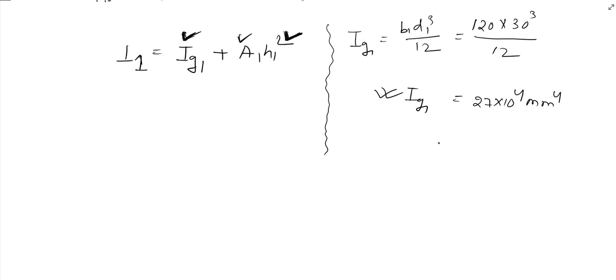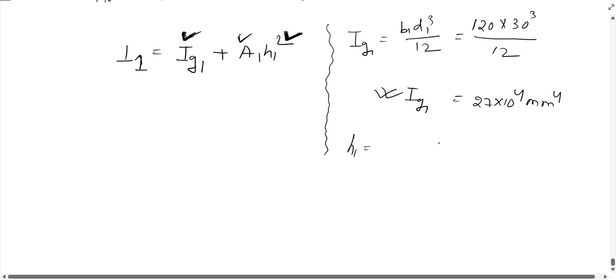Then we will calculate H1, that is the distance between the centroid of figure 1 and the centroid of the total figure or x-axis. The centroid of figure 1 is lying at a distance of 120 plus 30 by 2 from the origin. If we subtract the position of y bar from this distance, then we will get H1, and we have already calculated y bar, which is equal to 97.5. So 97.5 can be subtracted from 135, so H1 will be 37.5 millimeter.